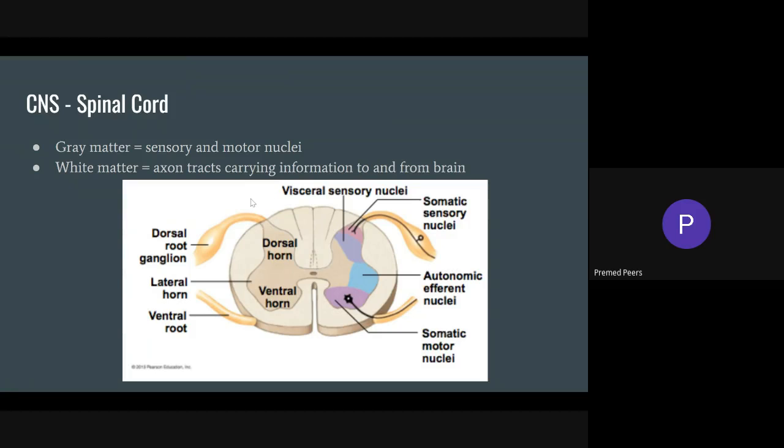And so your dorsal root is where you would be having your sensory nuclei coming in, and then your ventral horn is where you would be having your motor nuclei going out. And so this is the gray matter exclusively. And so your spinal reflex tends to be concentrated within this gray matter area. And so white matter is outside, and that's involved in, again, your sensory input to and from the brain. Does that make sense?